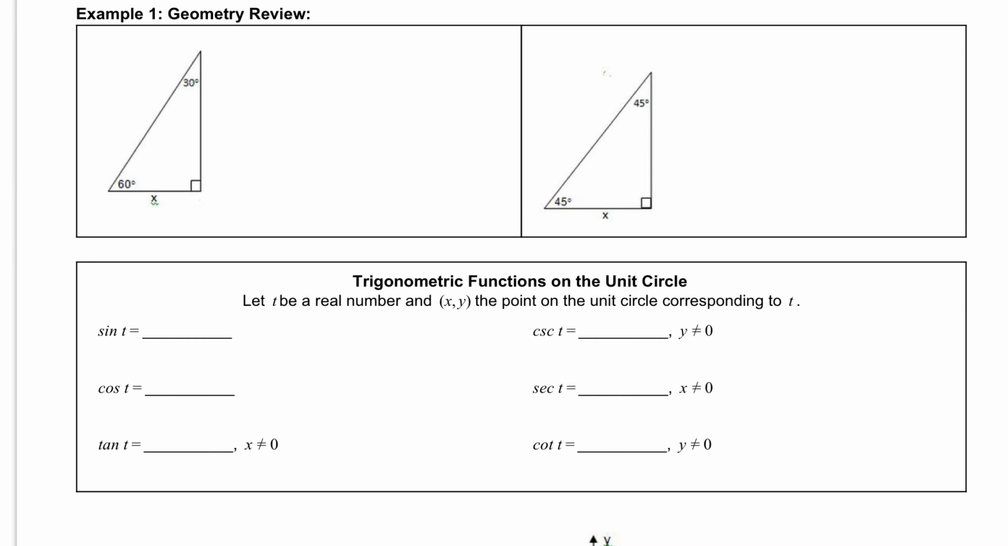Back in geometry, you learned about special right triangles. You learned about your 30, 60, 90 triangle and your 45, 45, 90 triangle. We're going to be using those triangles to help us with our trig functions.